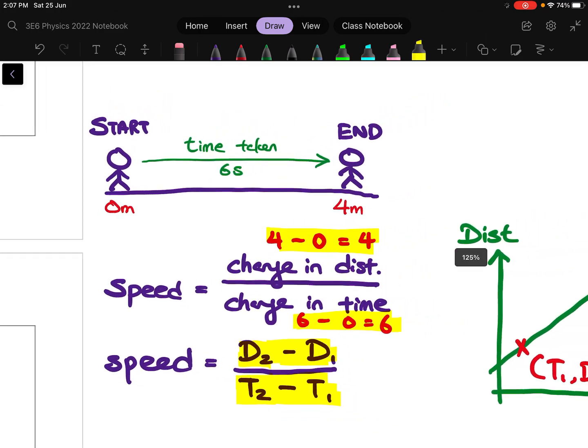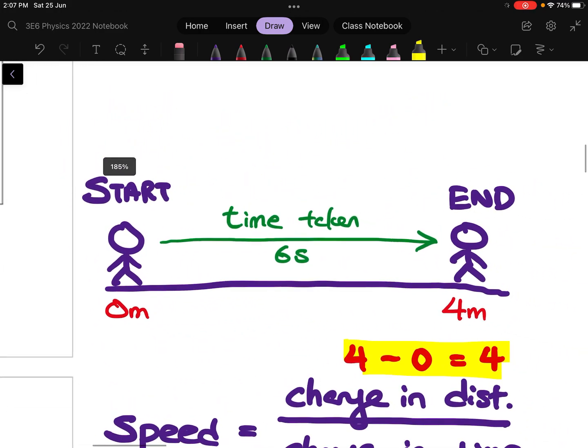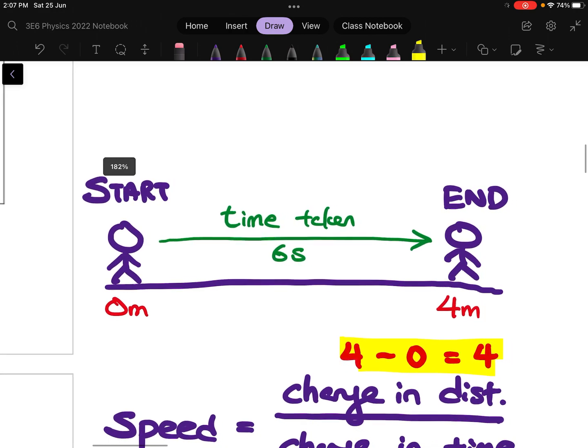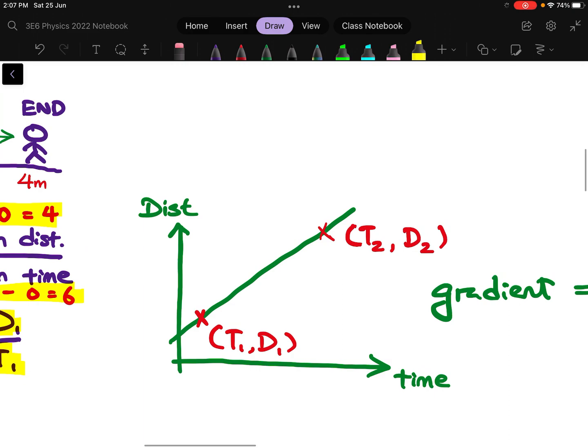So meaning that if now we are to describe this very simple motion, a man moving to the right by 4 meters in 6 seconds, in a graph, if we want to represent this in terms of a distance time graph, we will have something like this. So when we have this, you can see that the coordinate over here, if you read it, will be x coordinate followed by y coordinate, right? So that's how you get t2, d2. So same thing for here.